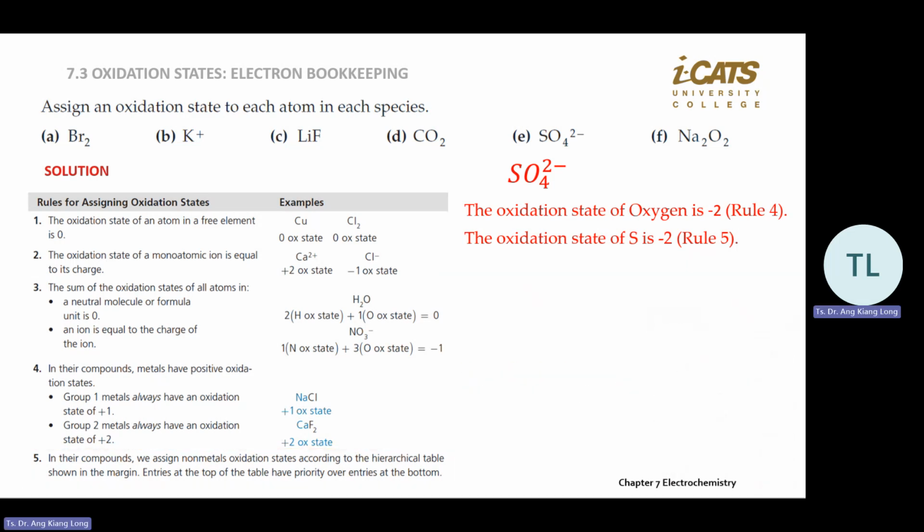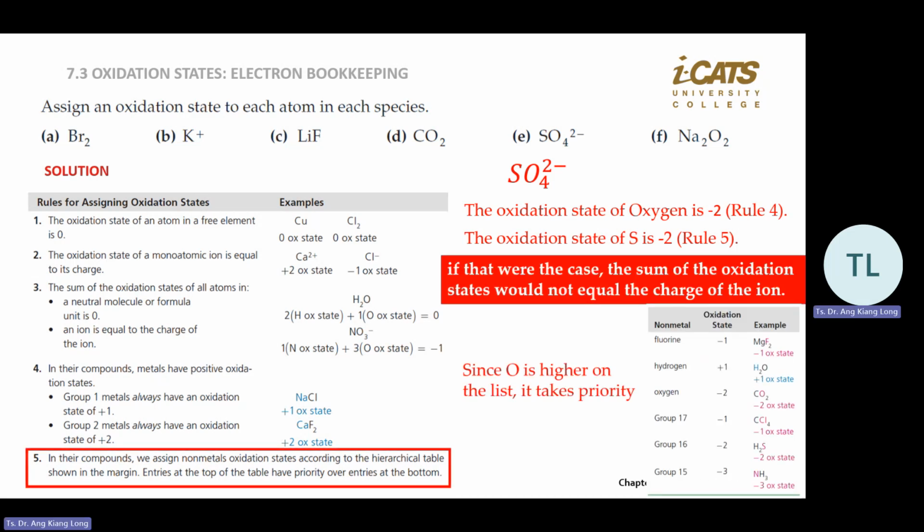So you look at the small table here. Okay, group number 5, if you look at rule number 5, you need to recall this small table, the hierarchy table shown in the margin. So group 16 is below oxygen. So oxygen is above group 16. So you refer to oxygen first. Means you give the oxidation state number to oxygen first. Then you balance the total equation.